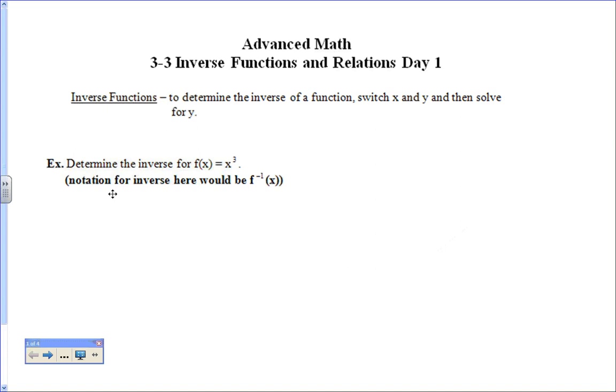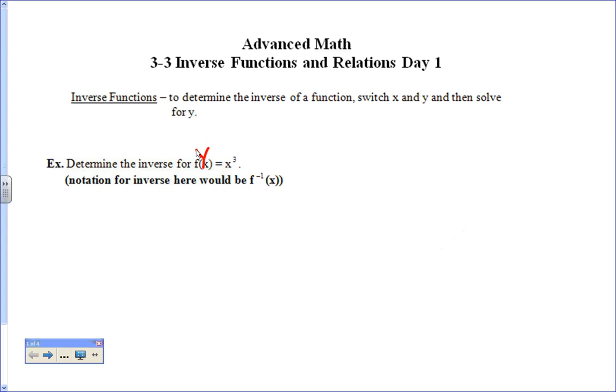So here it says to determine an inverse, we would switch x and y and then solve for y. Okay? And so the first one that we have here, it says determine the inverse for f of x equals x to the third, and your first comment might be, where's y? But remember, f of x means it's a function. We can replace that with y if we choose to. Okay, so it is really y equals x to the third.